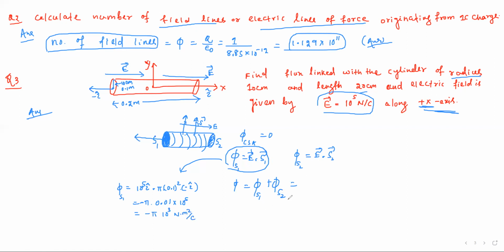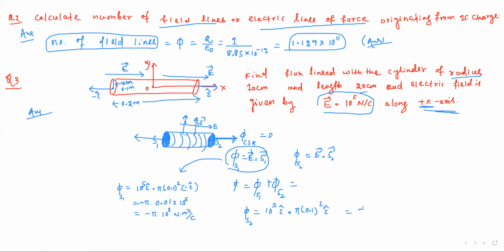Then next, phi S2. Phi S2 is for the right plane surface. So again, E vector is 10 to the power 5, and the electric field is along positive x-axis. So it is always i cap dot area vector. This area vector is along this direction, that means it is also in the same direction as the electric field. So it will be pi into 0.1 square into i cap.